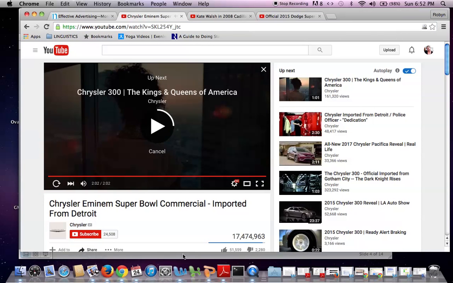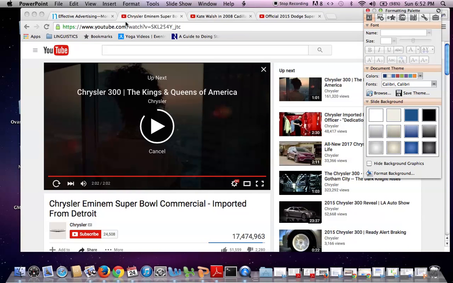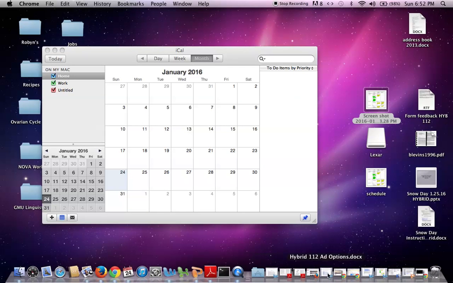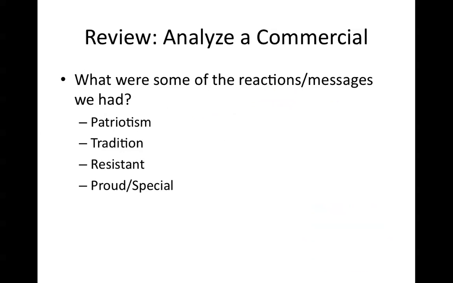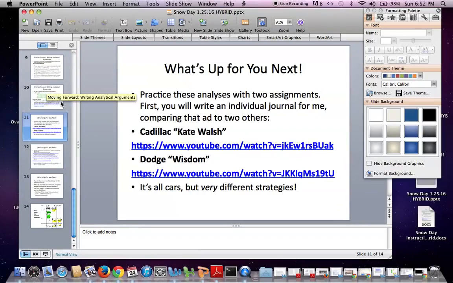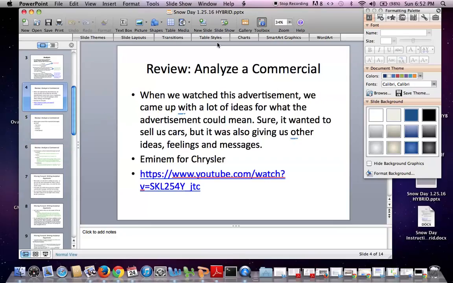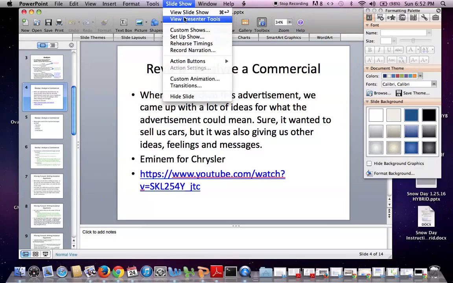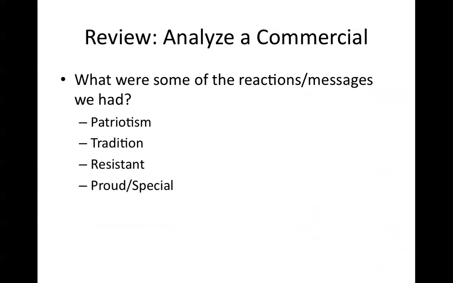Okay, so we'd already taken a look at that one. Seen and talked about how that one could possibly have meanings beyond just the surface meaning. Obviously the surface meaning there is, yeah, go buy a Chrysler. But what other images or ideas did we get out of that? We actually came up with quite a few. Let's get back to that slide. Sorry about going a little bit backwards.